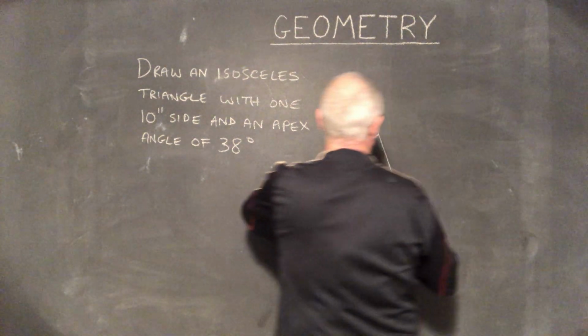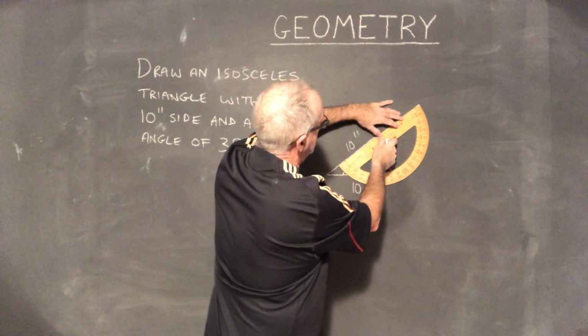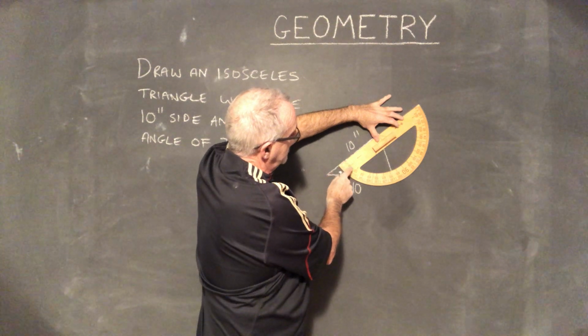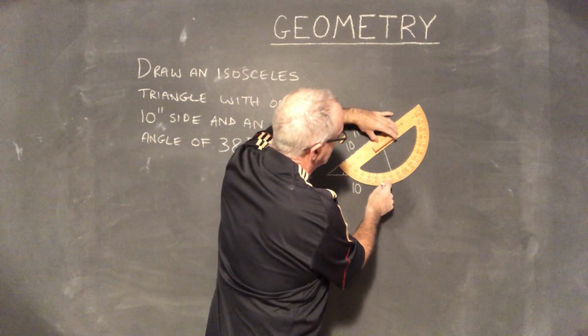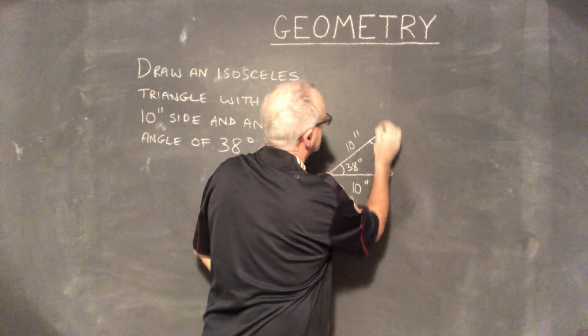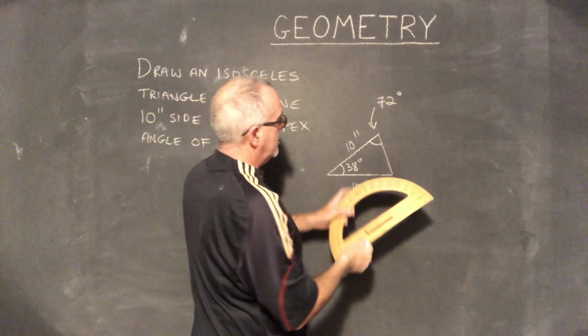I have to measure two. I'll do this one first. So baseline, 0 dot. Starting from 0 means the inner numbers. I'm going over here and I'm seeing that looks like it's about 72 degrees. So I'll just put a little arrow and say, I think it's 72 degrees. Now I'm going to do this one.